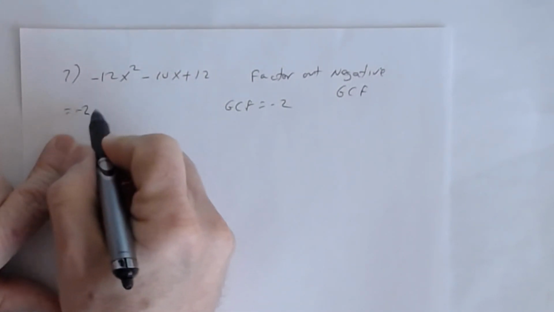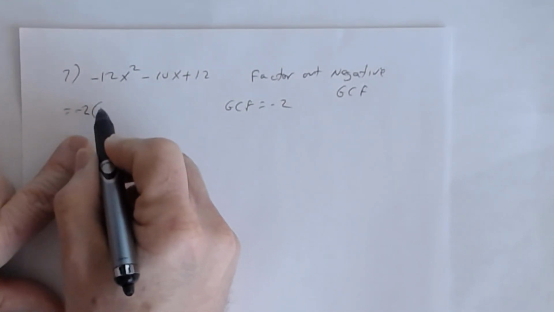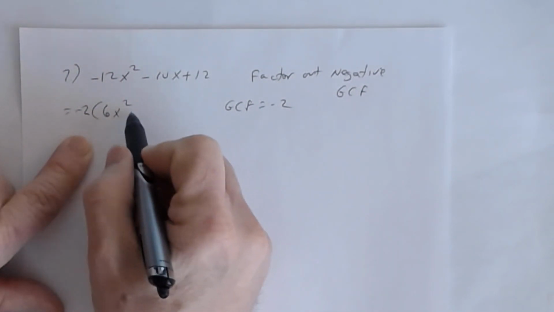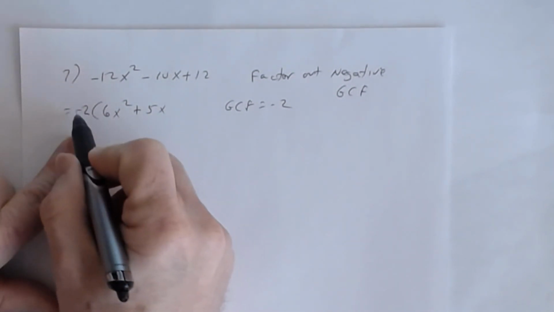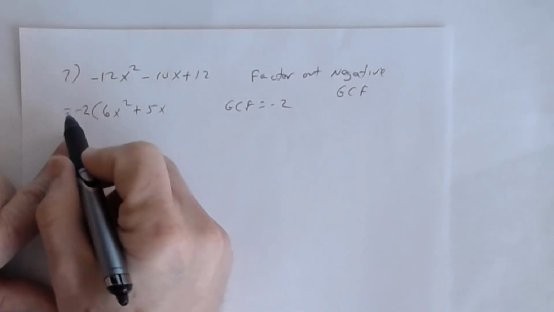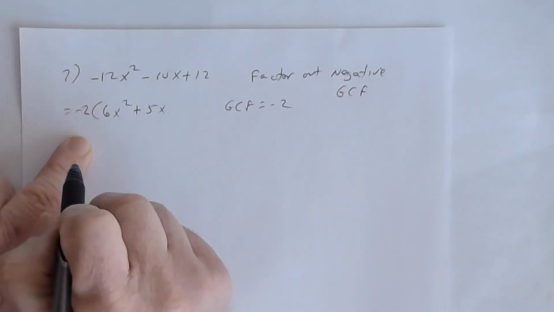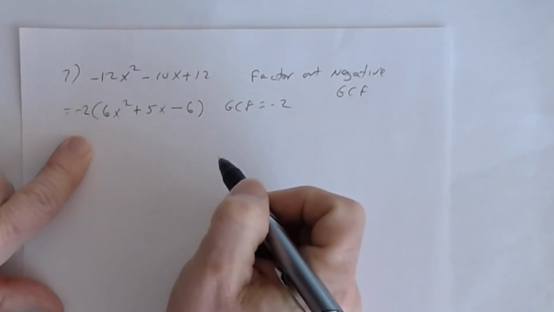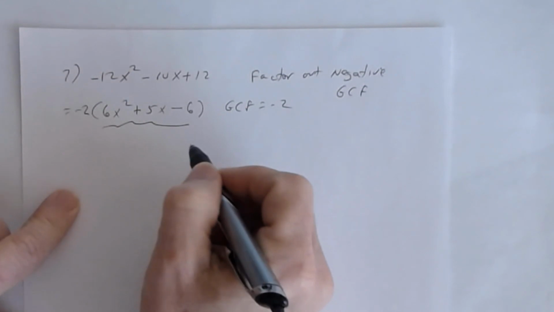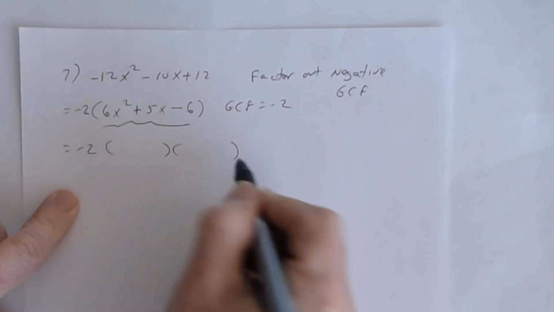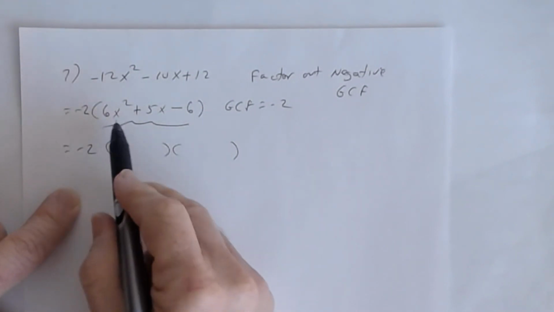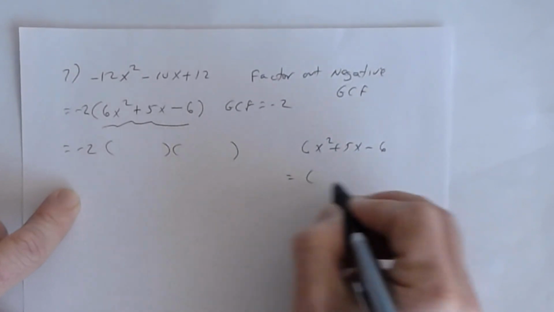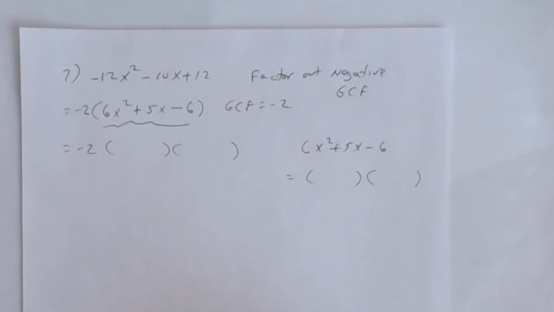So then I'm going to get negative 2 times a positive 6x squared is a negative 12x squared. A negative 2 times a positive 5x, a negative times a positive is a negative, so always be careful. A negative 2 times a positive 5x is a negative 10x, and a negative 2 times a negative 6 is a positive 12. And now I'm going to factor this as 2 binomials. So I'm going to get negative 2 times these 2 binomials. So let's go off to the side. I'm going to go ahead and rewrite this over. So 6x squared plus 5x minus 6, and see what we can do there.